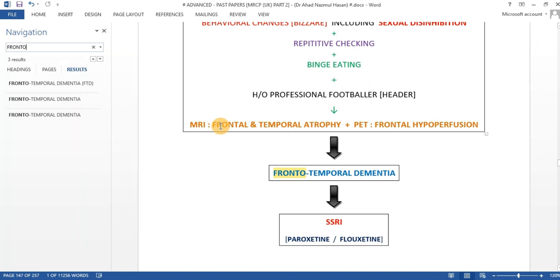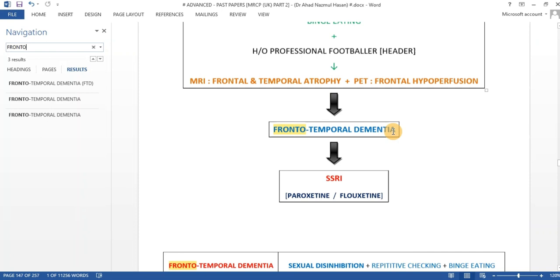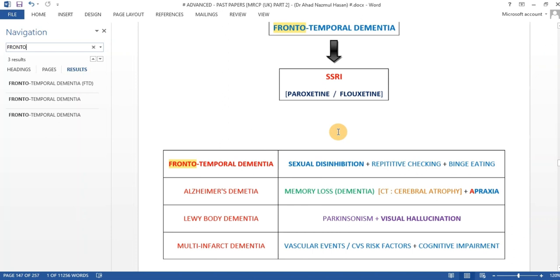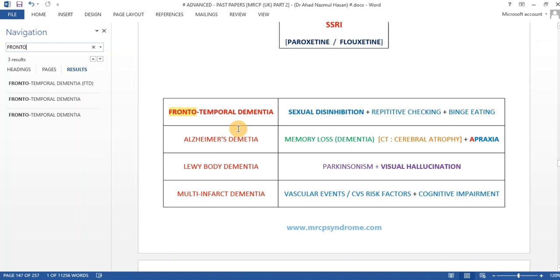MRI will show frontal and temporal atrophy, and PET scan will show frontal hypoperfusion. Most likely diagnosis is frontotemporal dementia. Choice of treatment is SSRI. Among the SSRIs, we commonly go with paroxetine or fluoxetine. So frontotemporal dementia will have atrophy in the frontal lobe, and Alzheimer's dementia, which is the most common cause of dementia, will have diffuse cerebral atrophy, and the second most common cause of dementia is frontotemporal dementia.